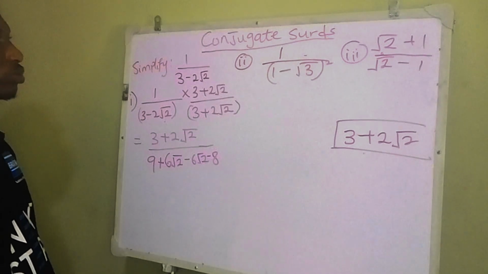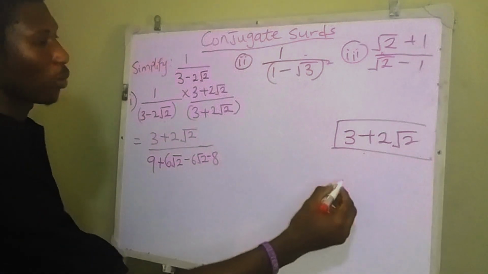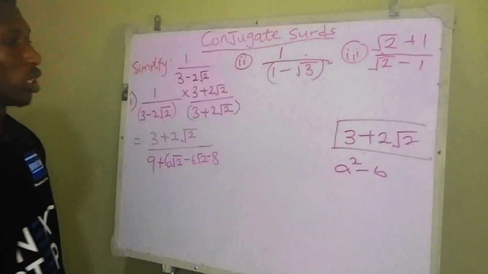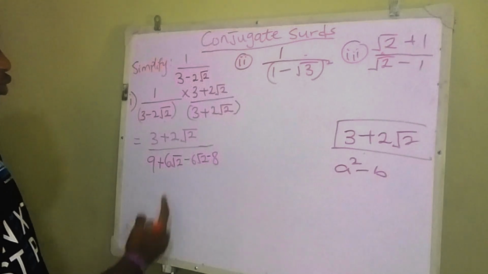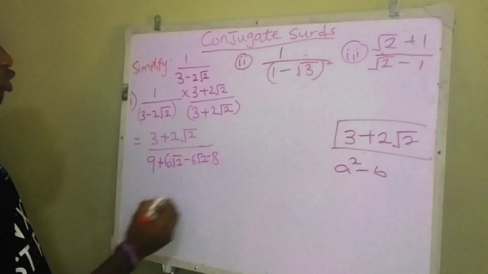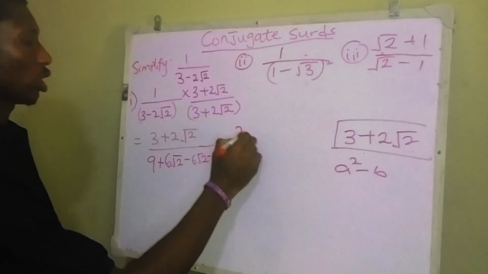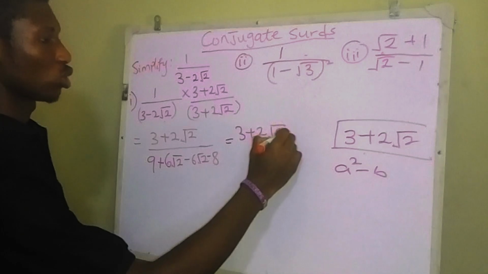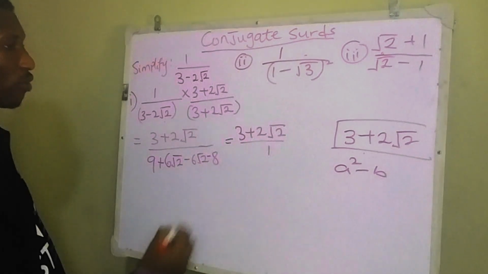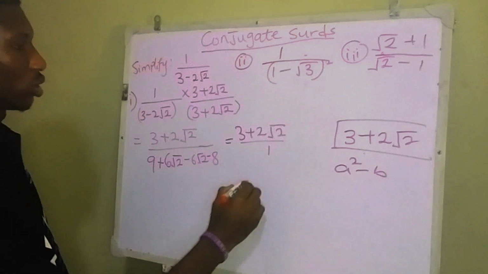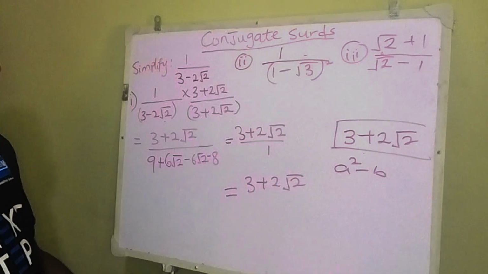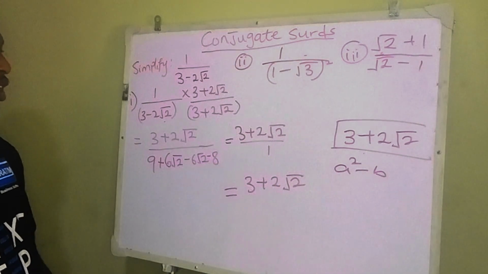Now, recall from that shortcut I told you that we are going to have a squared minus b. So obviously, plus 6 square root of 2 minus 6 square root of 2 will cancel each other because it will be 0. So our final answer will be 3 plus 2 square root of 2 over 9 minus 8, which is 1. So all over 1. And therefore, our final answer will be here. Let me write it here: 3 plus 2 square root of 2. And this will be our final answer.